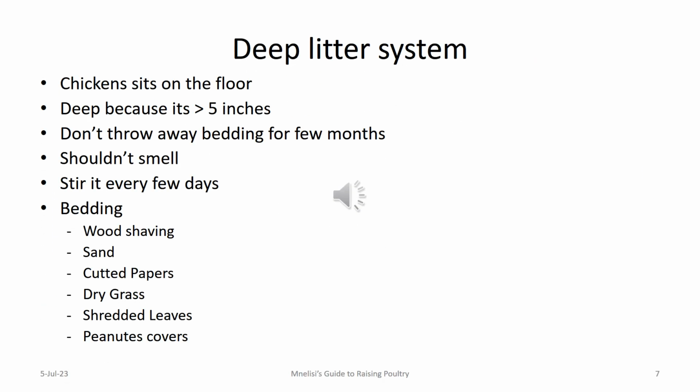We will be looking at the two systems, the deep litter system and the battery cage system, starting with the deep litter system. In the deep litter system, the chickens will sit on the floor with a bedding of 5 inches or more. On this system, you don't throw away the litter. Instead, you rake and add a new litter on top of the old one.